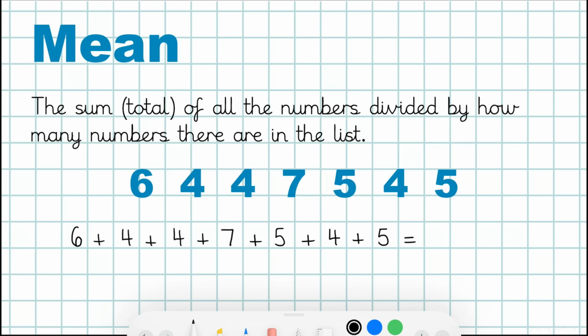I add all of those numbers up together, so 6 add 4, add 4, add 7, add 5, add 4, add 5, and that gives me a total of 35. In my list, I've got 7 numbers all together. So the next thing that I have to do is to take the total of 35 and divide it by 7. And when I do that, I get an answer of 5. So the mean of this list of numbers is 5.